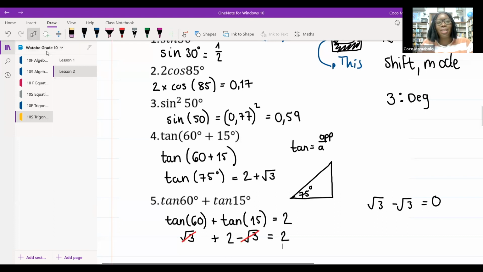I saw somebody say to me, ma'am, what would this look like on a triangle? This is what it would look like. 2 plus the square root of 3 over 1. I know that tan is opposite over adjacent. So over here, I would have 2 plus the square root of 3 over the adjacent, which is over here, 1. That's what it would look like.